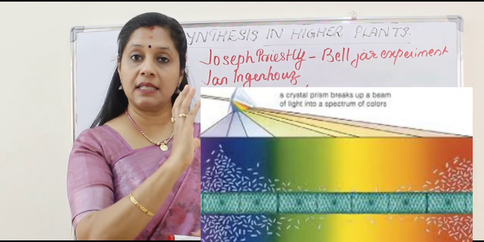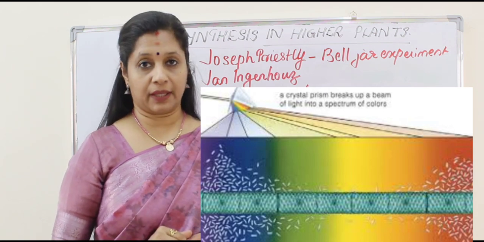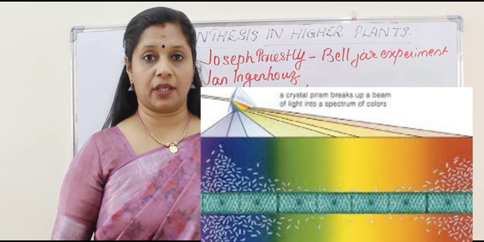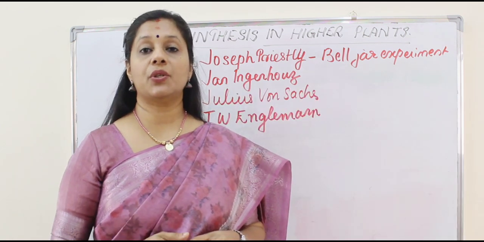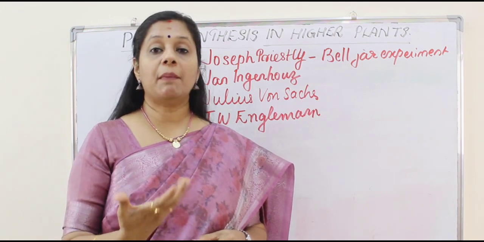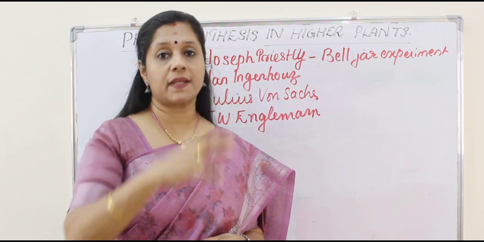Then he passed this light onto an aquatic algae called Cladophora. And he wanted to detect the oxygen evolution, but we cannot see the oxygen evolution directly, so what he used was aerobic bacteria. You know, aerobic bacteria like to live in the presence of air only, so they will go to the place where oxygen is available.